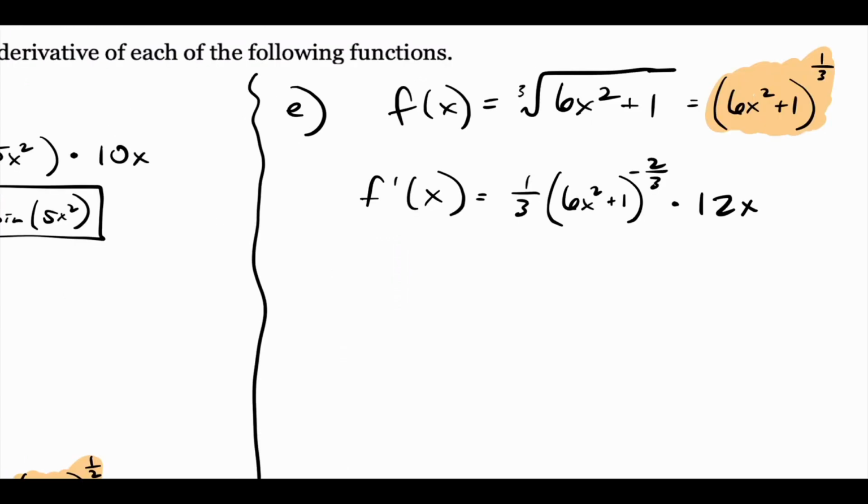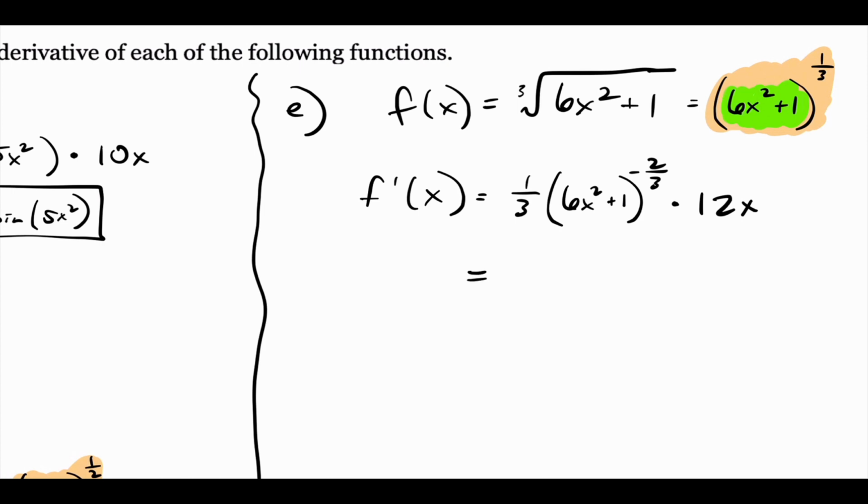So the outside was the entire thing. Something to the 1/3 power. I'm not really concerned what's inside the parentheses right now. I just know it's something to the 1/3 power. So we move the 1/3 to the front, take away a full power, so that's negative 2/3. Rewrite what's on the inside, and then find the derivative of the inside, which is just 12x.